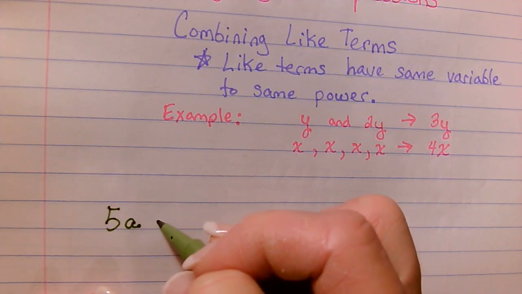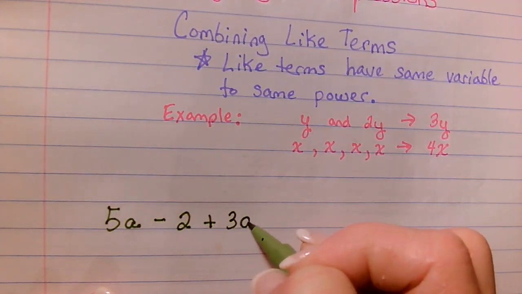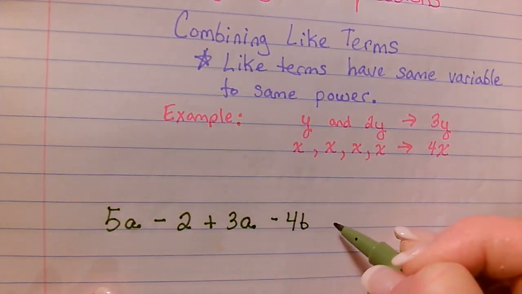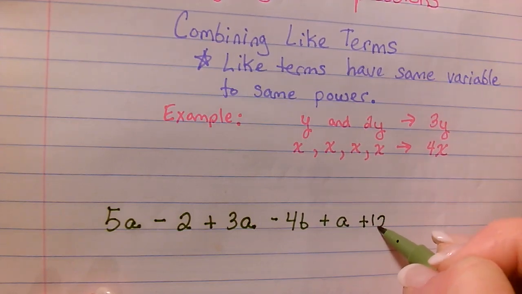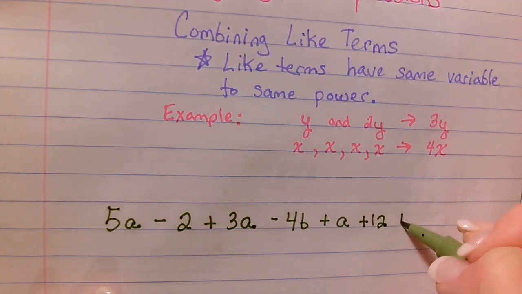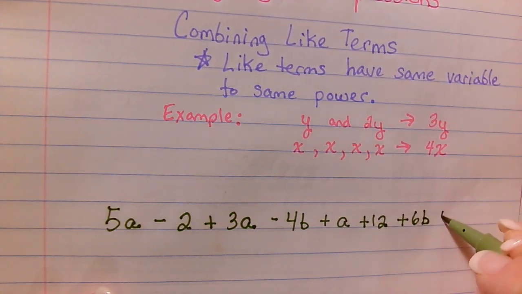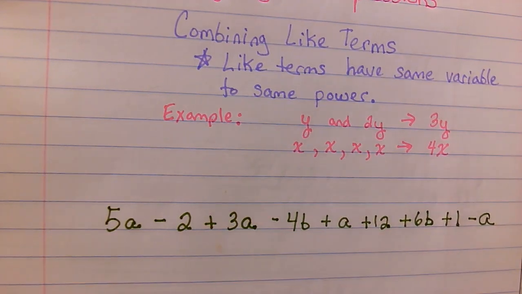plus, or let's see here, we'll say minus 2 plus 3a minus 4b plus a plus 12 plus 6b plus 1 minus a. Okay?